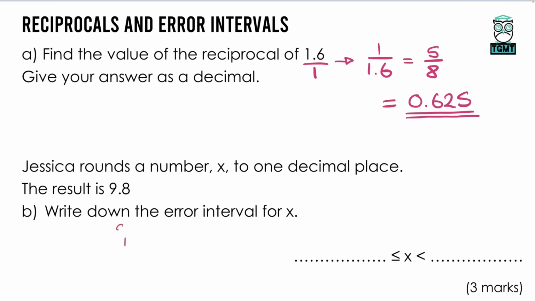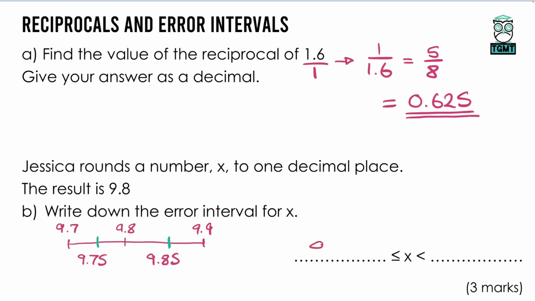So when we are looking at error intervals, 9.8 to 1 decimal place is actually between the two numbers 9.7 and 9.9. When we're looking at error intervals, we want the cutoff points in between those two, in order for it to round to 9.8. So in between 9.7 and 9.8 is 9.75, and in between 9.8 and 9.9 is 9.85. So that's our lower bound and our upper bound, which will go into our error interval.